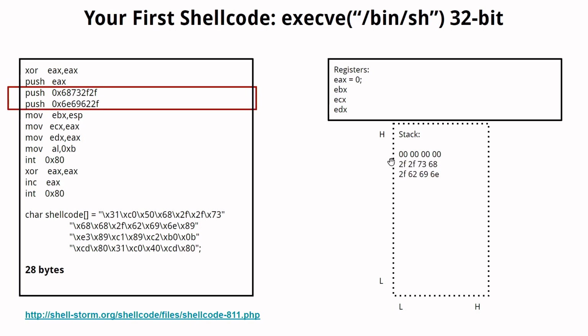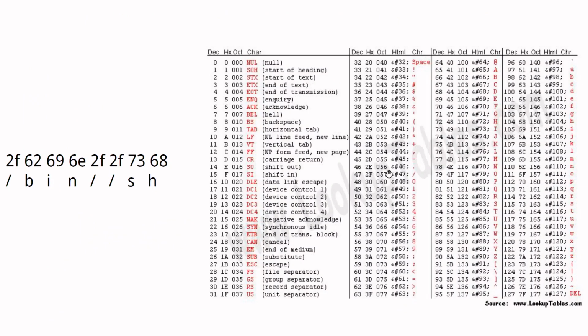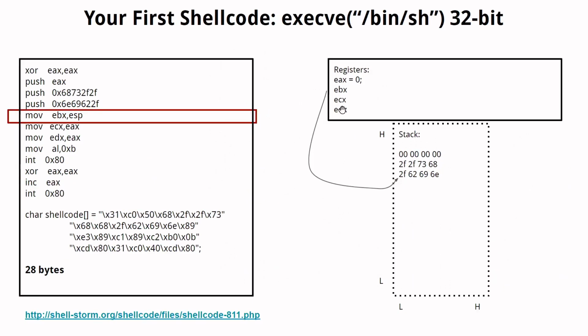Then after that, we push 2 more values there, each of them 4 bytes. These 2 different values will be in this order. The top is high, the right-hand side is high. So basically, it will be 6E, 69, 62, this. Okay, blah, blah, this. Then after that, ESP points to here. Then we move ESP to EBP. Now EBP also points to this place. Sorry, it should be 2F62 because it should be from low address to high address.